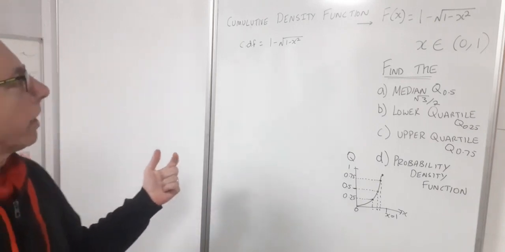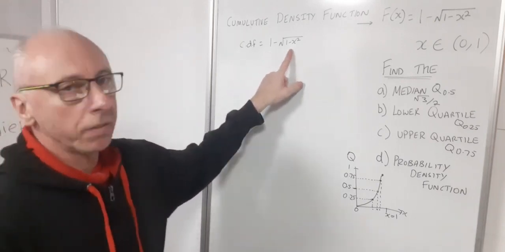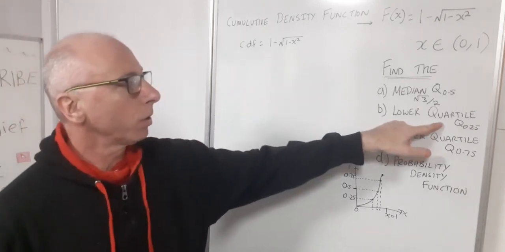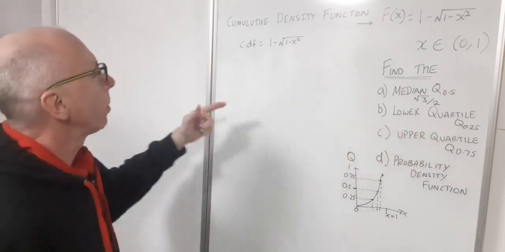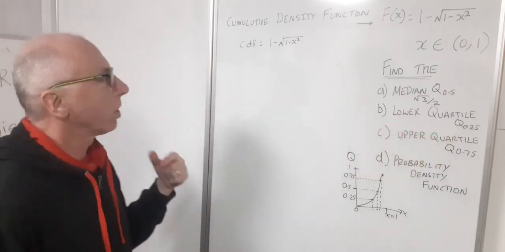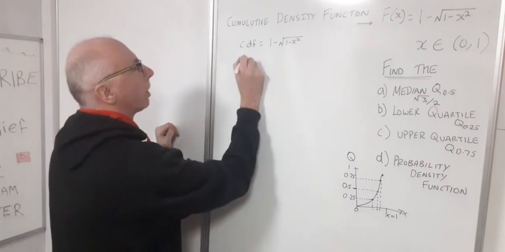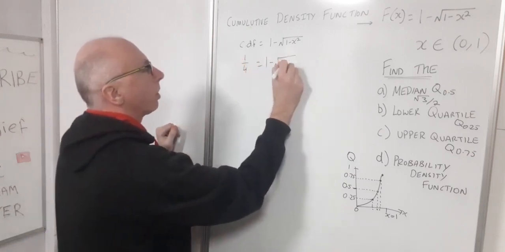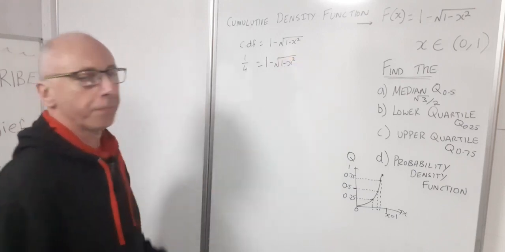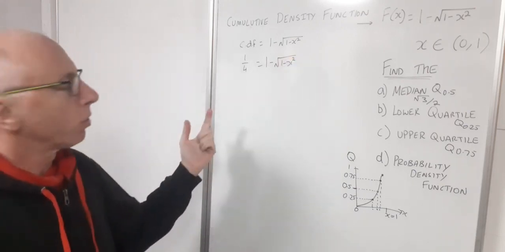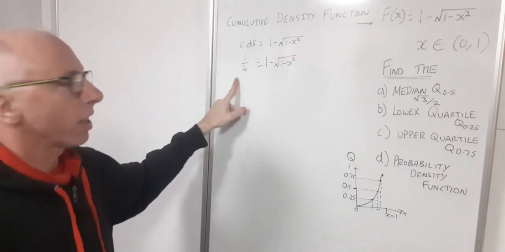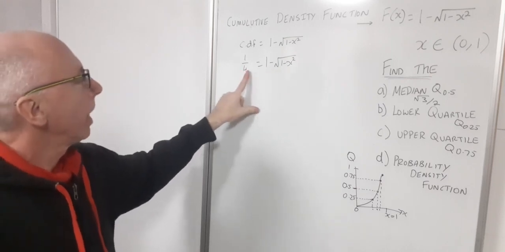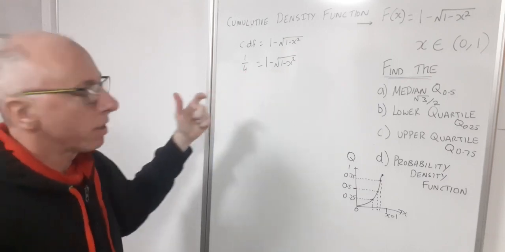Okay, right, so now for the lower quartile I'm just going to set the cumulative density function to 0.25, which using fractions I'm just going to call a quarter. So now a quarter equals 1 minus the square root of 1 minus x squared. Same rules as before: bring this one onto this side to escape the negative, and then my quarter I'm going to subtract from this side.